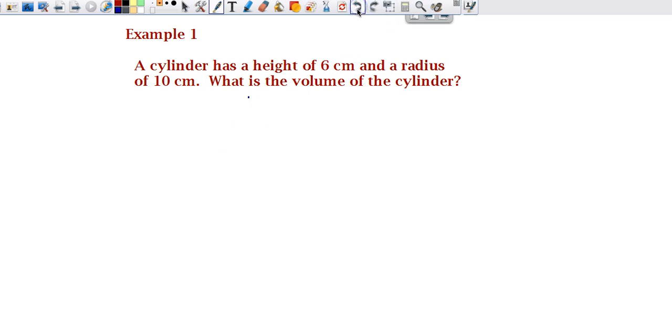So to start with, we're talking about a cylinder. A cylinder has a height of 6 and a radius of 10. What's the volume? That's a basic plug-in. So volume of a cylinder formula, look it up. Pi r squared h. Plug in your r and your h.